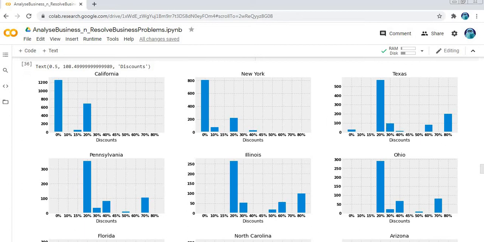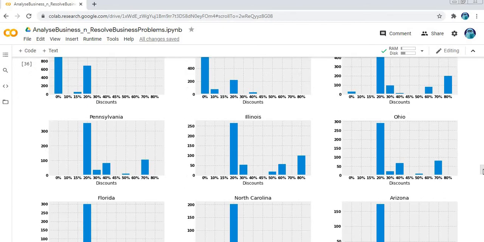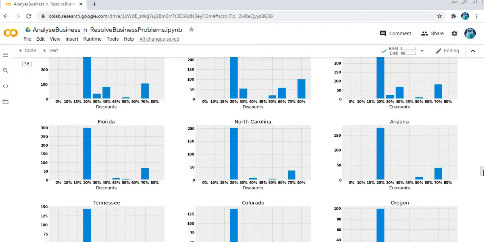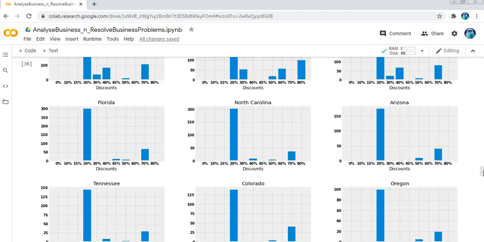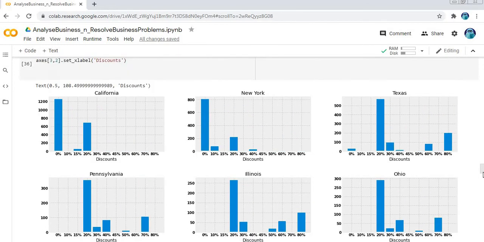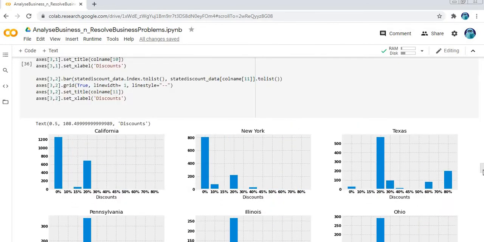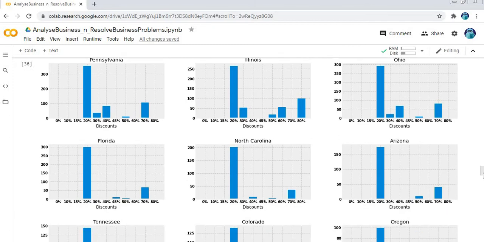Even here, if you see, Pennsylvania has given the discount, Illinois, Ohio, Florida, North Carolina, all these states are giving discounts of more than 20%, nothing less than 20%, except Texas, which has given no discount, but that is also very few times.